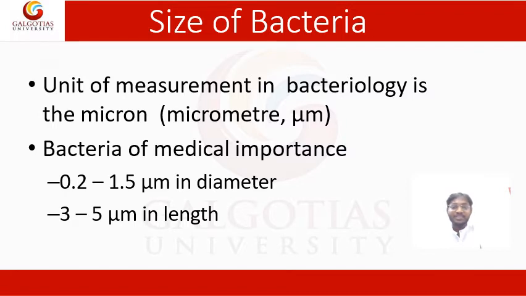Next, you can see the microorganism size: 0.2 to 1.5 microns in diameter and 3 to 5 microns in length. Most of these organisms are highly pathogenic, which is the medical importance of bacterial size. Other microorganisms are also there, like 6 microns or 10 microns, but medically and pathologically important ones are 0.2 to 1.5 diameter and 3 to 5 microns length.